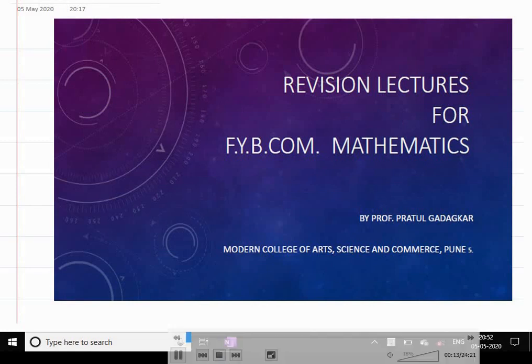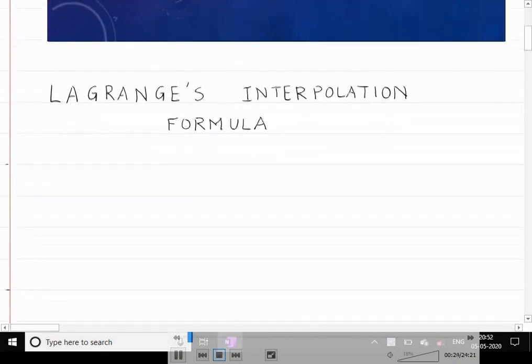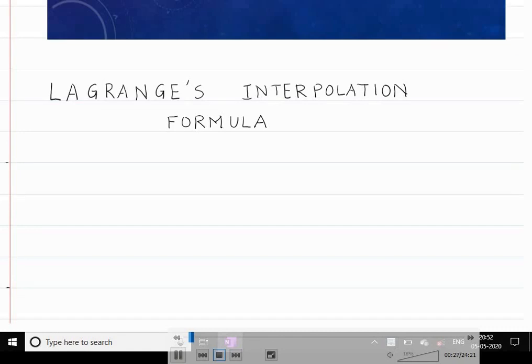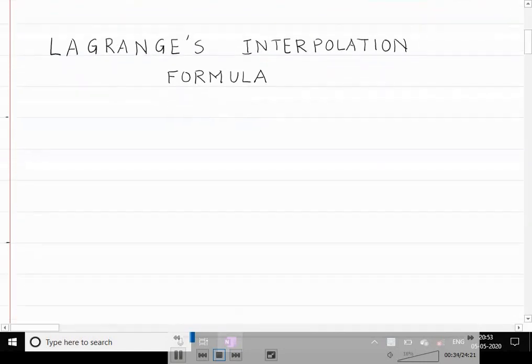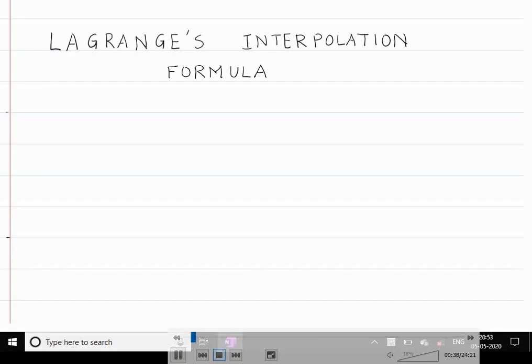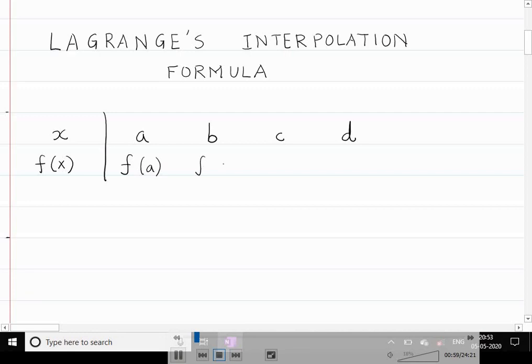So today what I'm going to discuss is something called the Lagrange interpolation formula. Lagrange's interpolation formula: I will first write the format of the problem. For it, we will need x and we'll need f(x). This is a function. The values of x are a, b, c, and d. Corresponding values of f(x) will be f(a), f(b), f(c), and f(d).